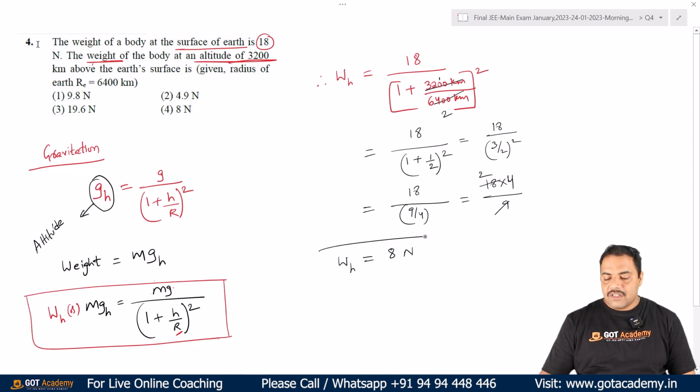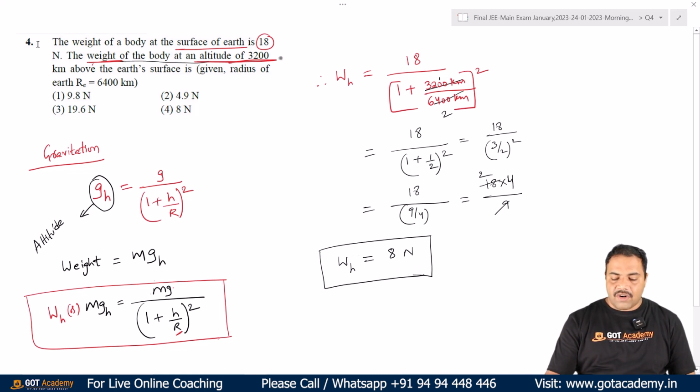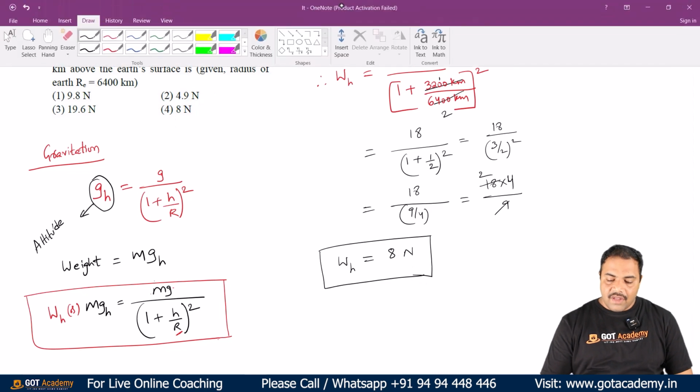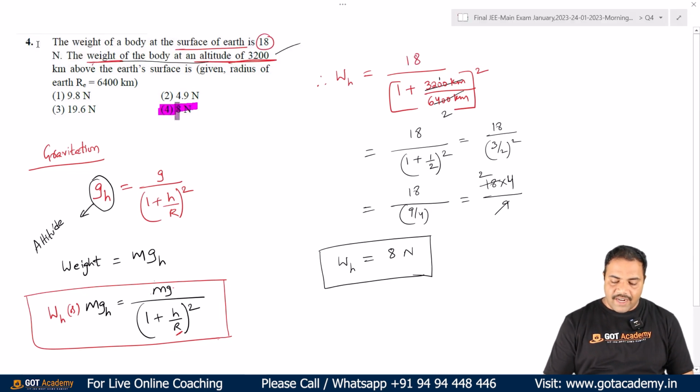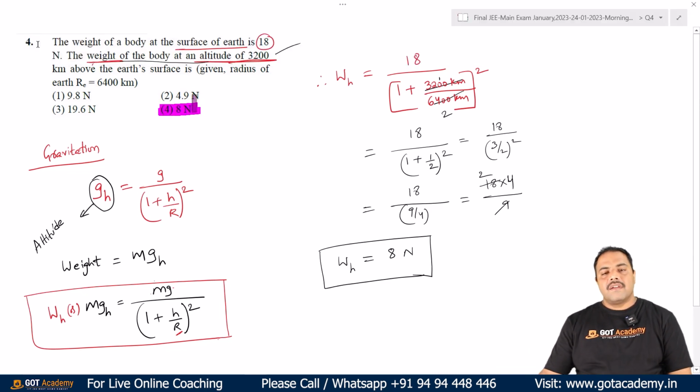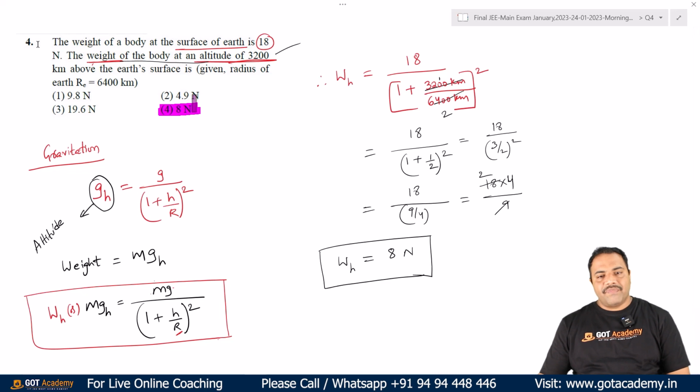Units is Newton. So the weight of a body at an altitude of 3200 kilometers is 8 Newton. So the right option is the fourth option. So this is our right option. This particular question is from the gravitation chapter. So students, I hope this is clear. Okay, with this I am closing and I am moving on to the next one.